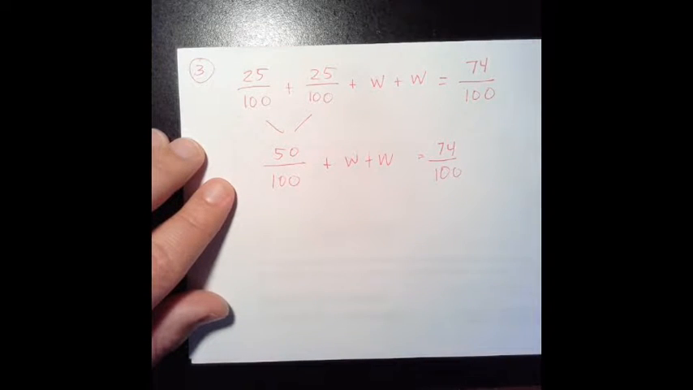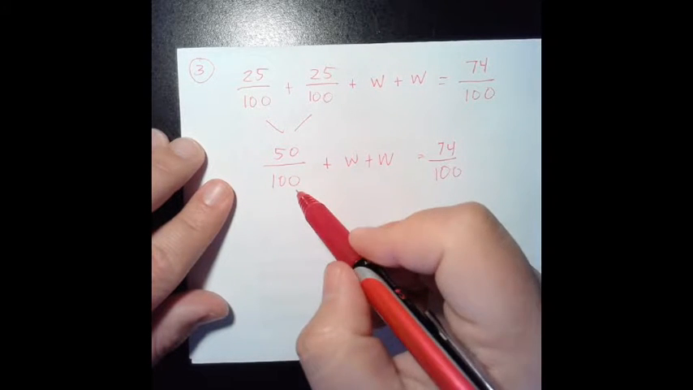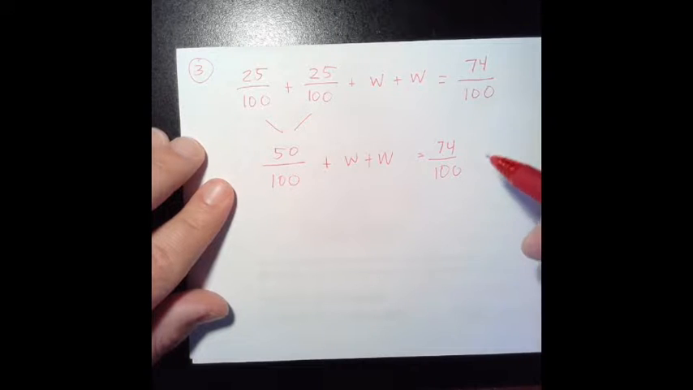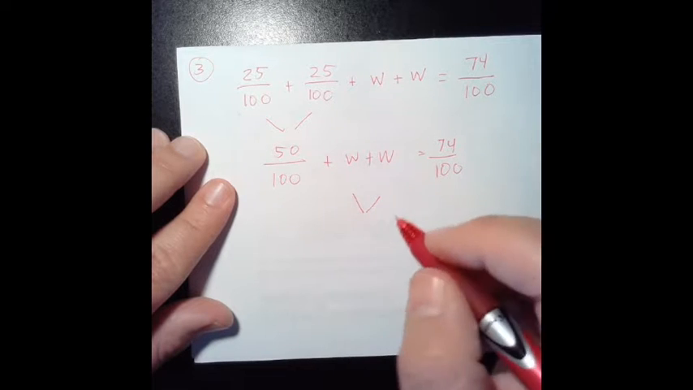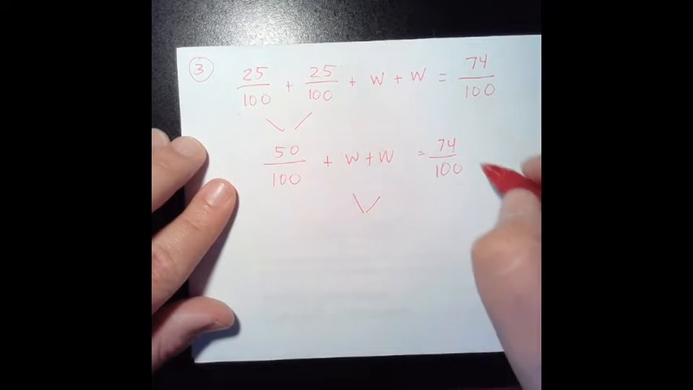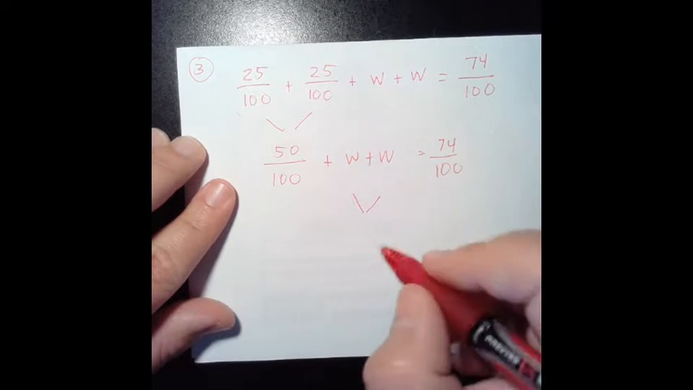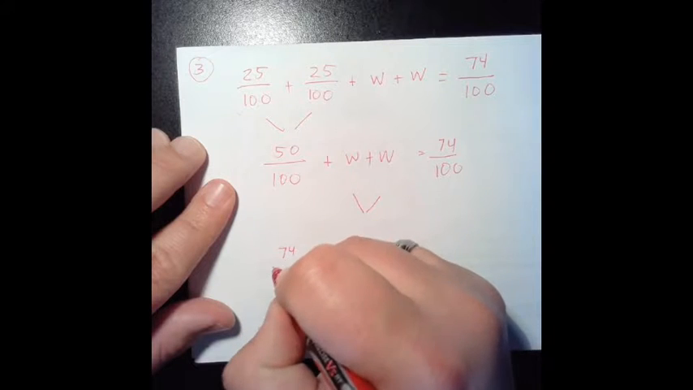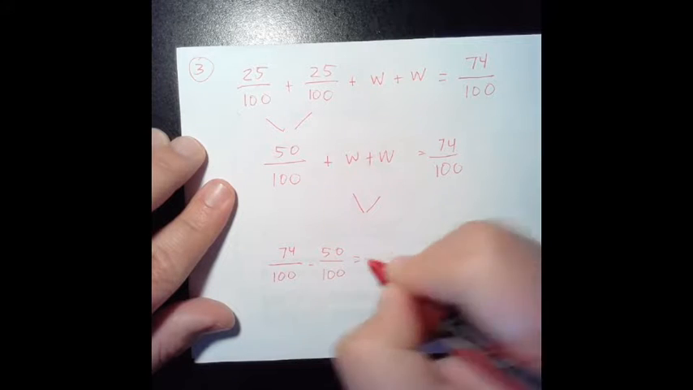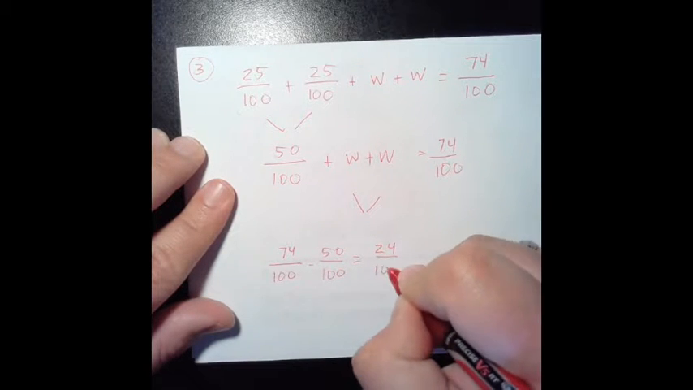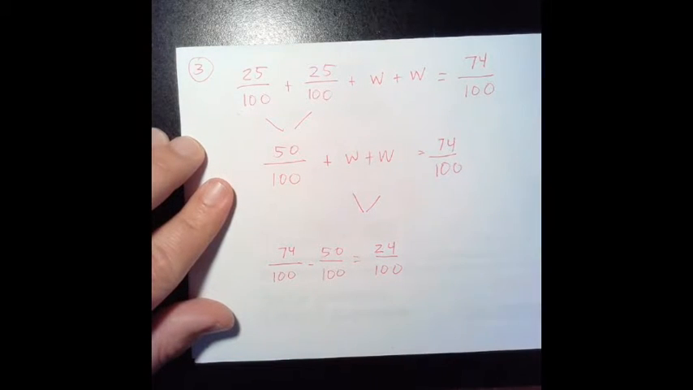So now we're asking ourselves what plus 50 hundredths will equal 74 hundredths. I know that both of these together will have to equal 74 take away 50, because that will give us what is left over. So 74 hundredths minus 50 hundredths will give us 24 hundredths. So I know that these two widths will need to be 24 hundredths.